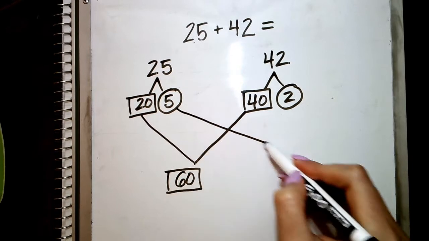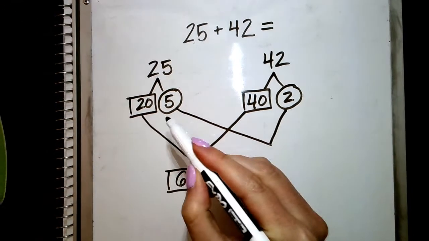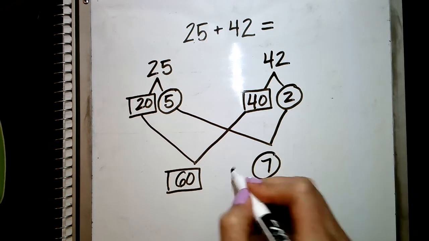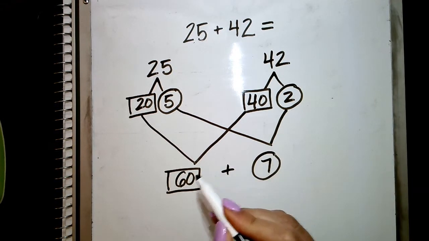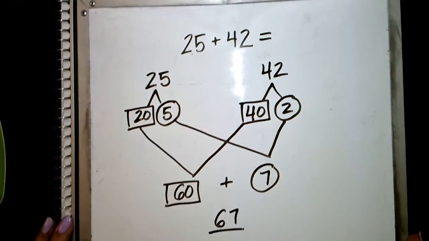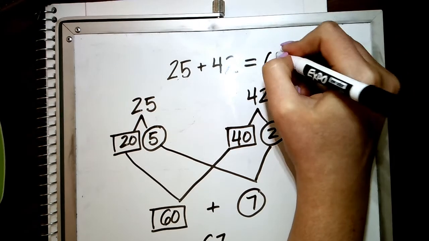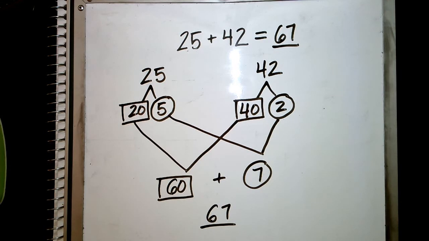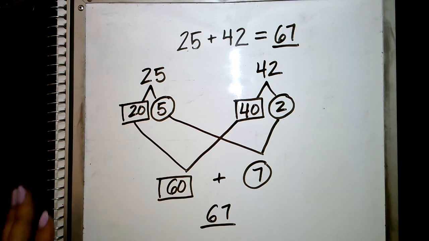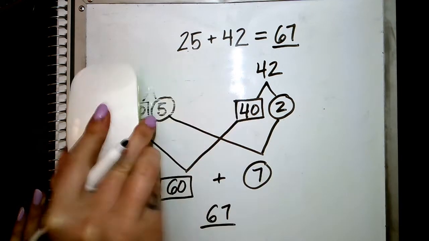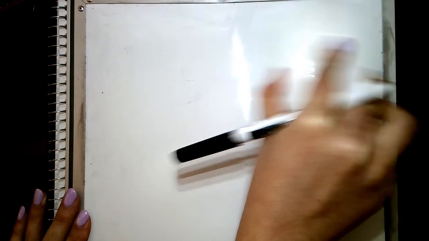Then we're going to add our 1s together. 5 plus 2, that's easy, 7. Then our last step is to add those two numbers together. 60 plus 7, which is 67. And that was the same answer I got last time, so I know that I'm correct because I got the same answer twice in 2 different ways. So that is just a refresher on how to do the open number line and the splitting strategy. Let's try them again with one more problem, just for a little extra review.